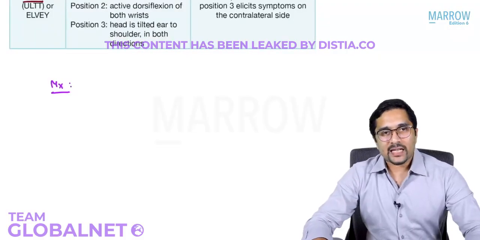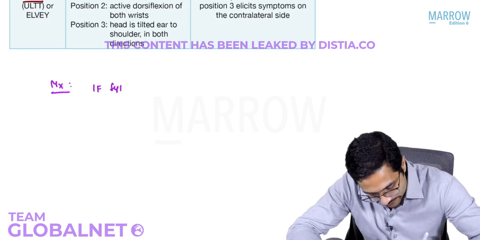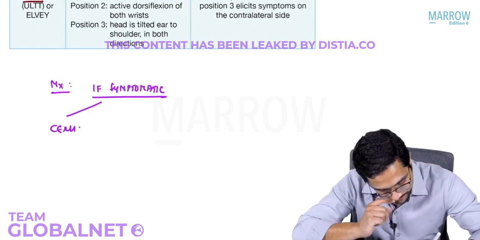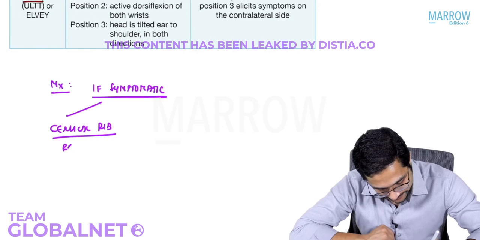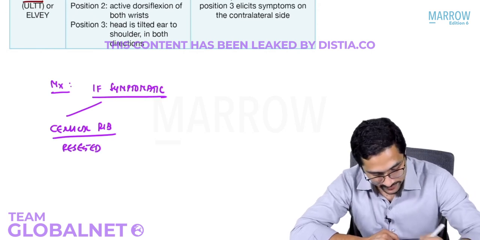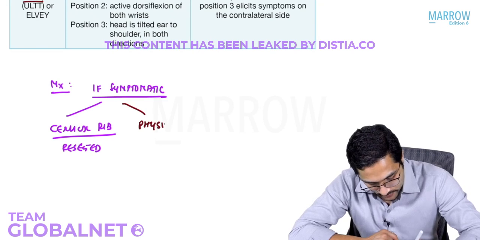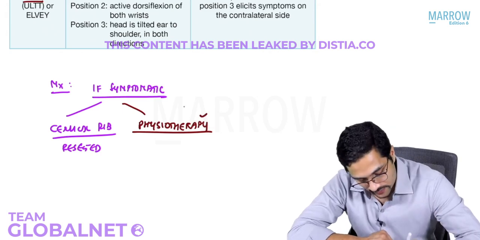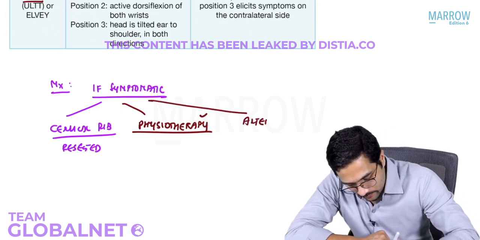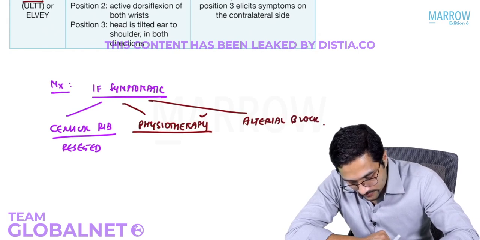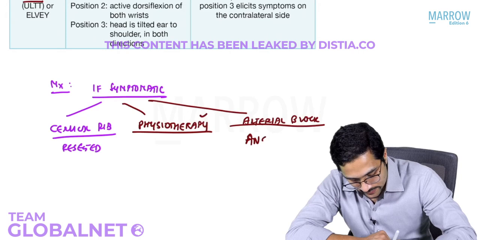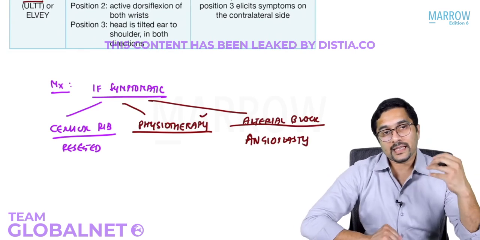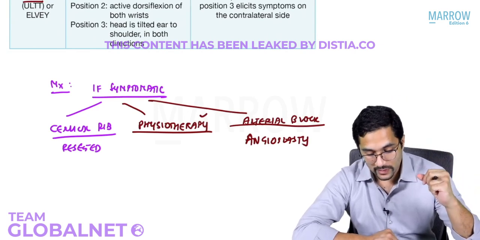So for the management of thoracic outlet syndrome, if the patient is symptomatic and there is a cervical rib, that cervical rib needs to be resected. A lot of patients benefit from physiotherapy, especially if it is secondary to arthritis. Physiotherapy is also very beneficial in these patients. If there is an arterial blockade, then we have to do angioplasty, and angioplasty and stenting needs to be done. And if there is venous thrombosis, then anticoagulants need to be started in patients with thoracic outlet syndrome.